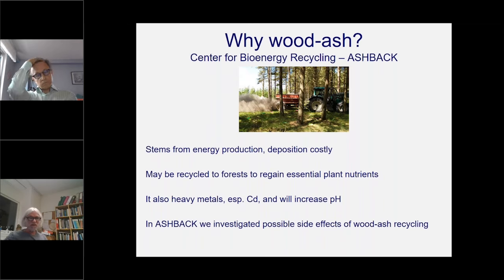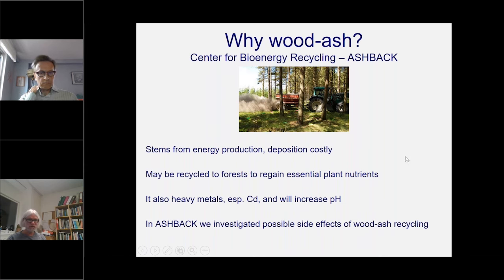There are several issues associated with this wood ash. One thing is that depositing wood ash merely as a waste is costly. It's also a problem that there are lots of essential plant nutrients in wood ash, which are just lost if the ash is just deposited. So it may be a good idea to recycle the wood ash to reuse the plant nutrients. It's also an issue, however, that the wood ash may contain heavy metals and that it has a drastic effect on soil pH.